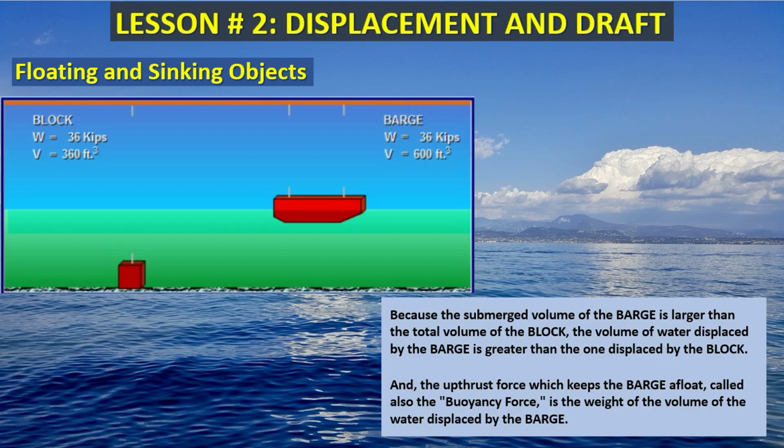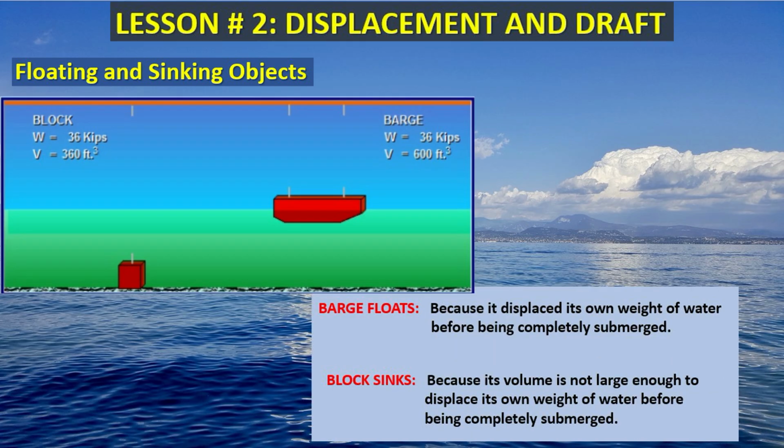Because the submerged volume of the barge is larger than the total volume of the block, the volume of water displaced by the barge is greater than the one displaced by the block. And the upthrust force which keeps the barge afloat, also called the buoyancy force, is the weight of the volume of the water displaced by the barge. The barge floats because it displaces its own weight of water before being completely submerged. The block sinks because its volume is not large enough to displace its own weight of water before being completely submerged.